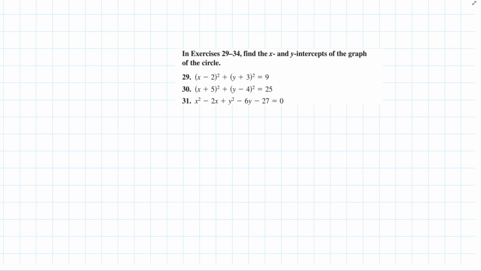Hold on. The only thing I have left to show you about this is finding the x and y intercepts. Here, when you do that, all you do, if you're looking for the y-intercepts, you turn the x to 0 and solve. To find the x-intercepts, you turn the y to 0 and solve.